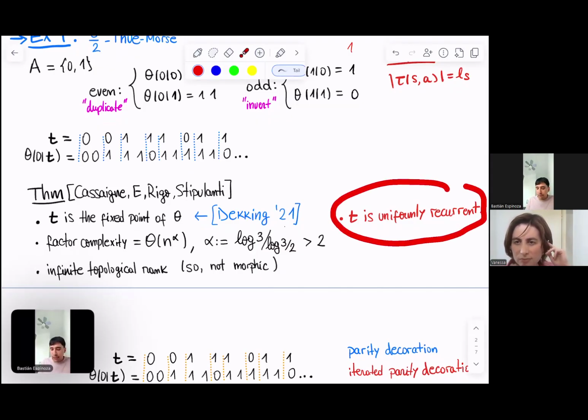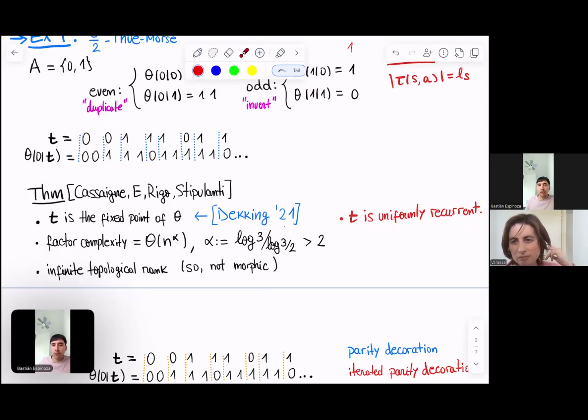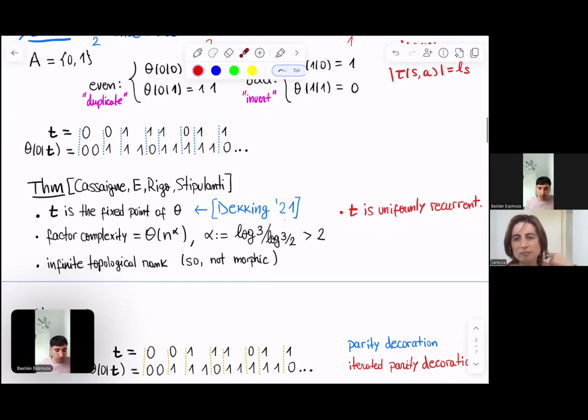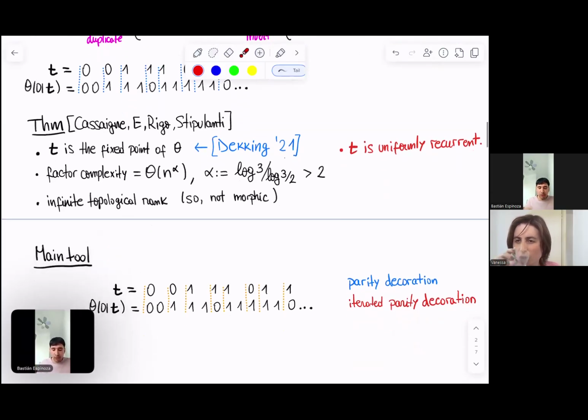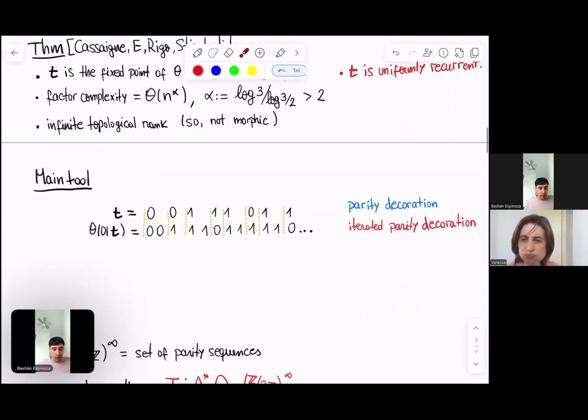So this is the first, let's say, major result of the talk, uniform recurrence, and then I'm going to discuss more about frequency. Now, I would like to discuss a bit the main tool, or the main way we see things, because I think there is a lot of value here. So let me introduce what I'm going to call here a parity decoration.